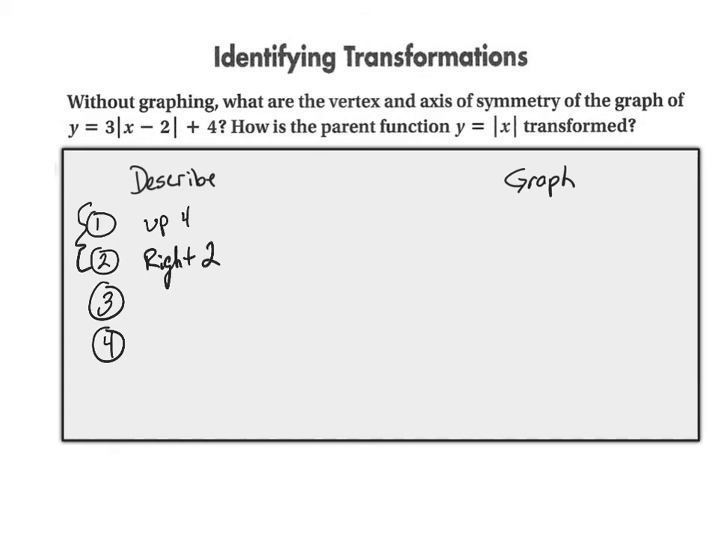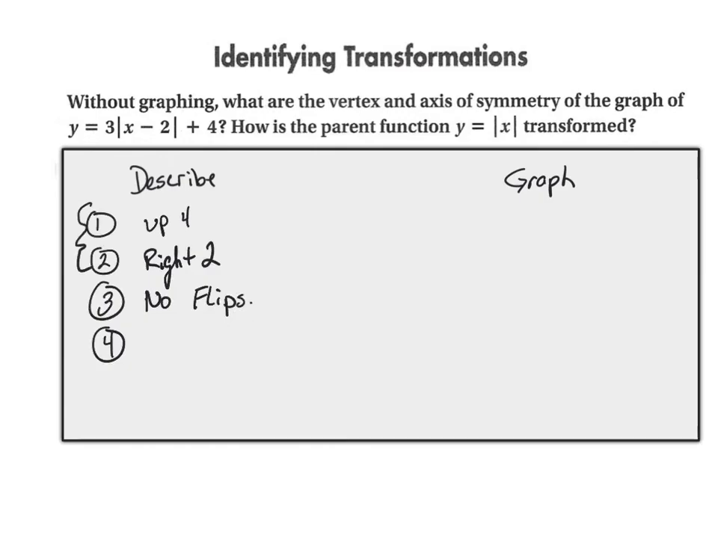And then the next thing I look for is flips, meaning is it going to flip over the x-axis or flip over the y-axis, also known as a reflection. What I'm really looking for to tell if there's a reflection is a negative. So if I were to read this, would I ever say the word negative? Let's read it. Y equals 3 times the absolute value of x minus 2 plus 4. Did I ever say the word negative? Nope. So there are no flips, no reflections. Reflections is too big, so I just write flips.